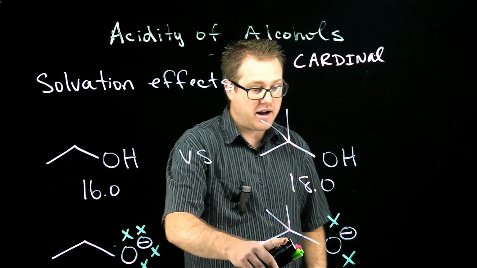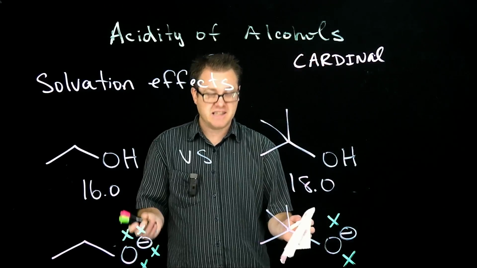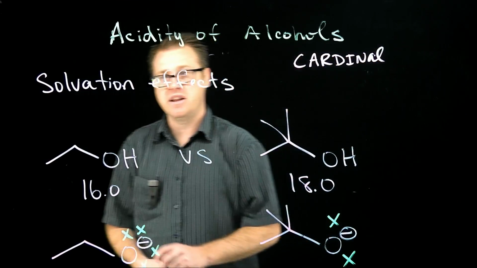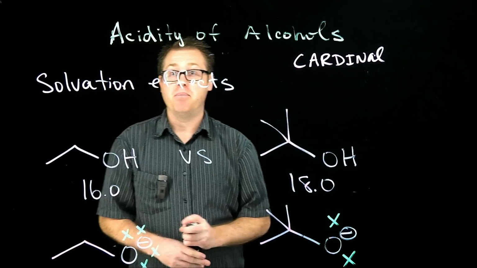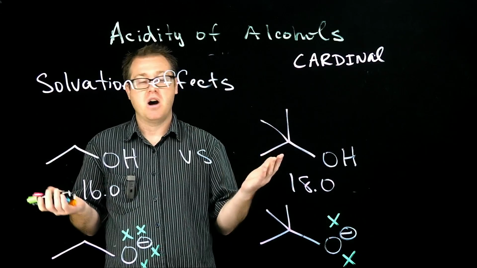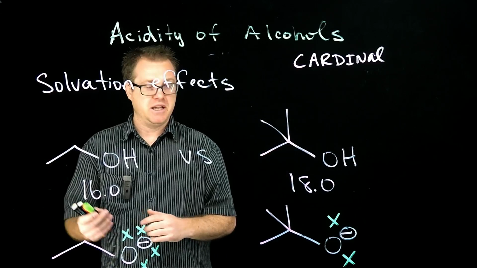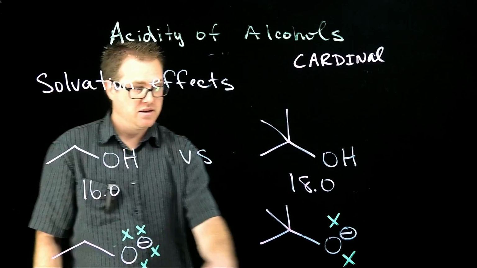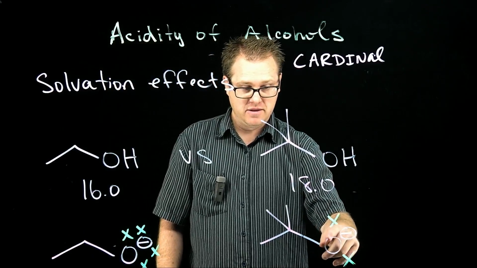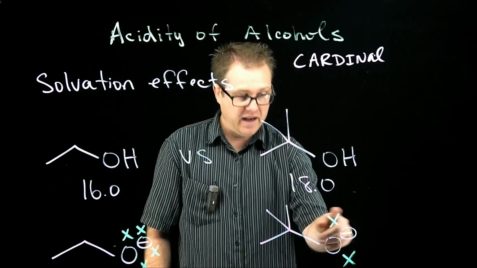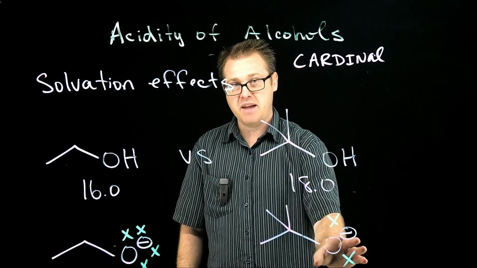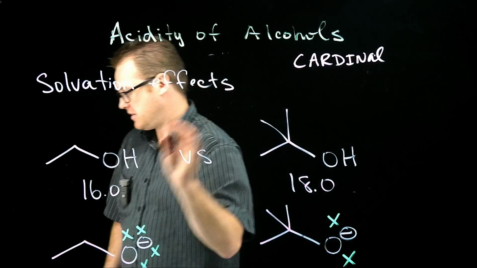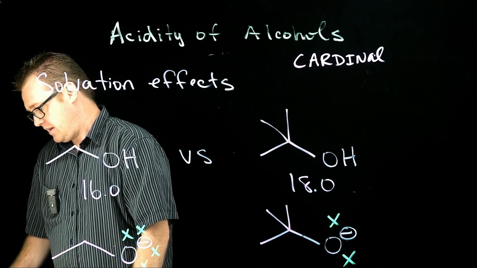Now, that's not drawn where you can see it very well. But if you take a look at your textbook, you're going to see a space filling model, which illustrates that better in a visual context. But the principles that I'm teaching you, you can see that there's 4 X's over here, which represent solvent, and I only have 2 over here. So there's less solvent solvating this anion, which doesn't stabilize it as well as this one. Okay, so solvation effects. Make sure you understand that.